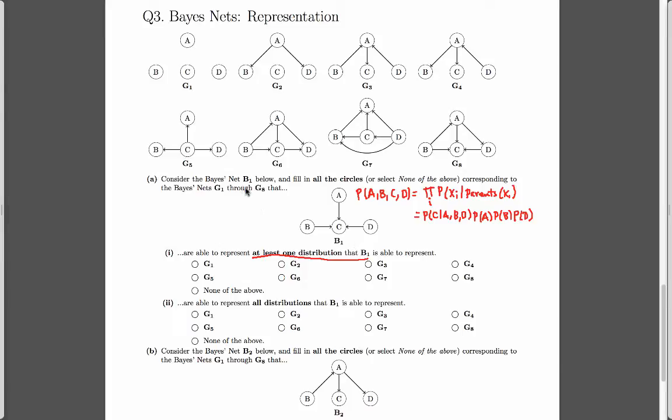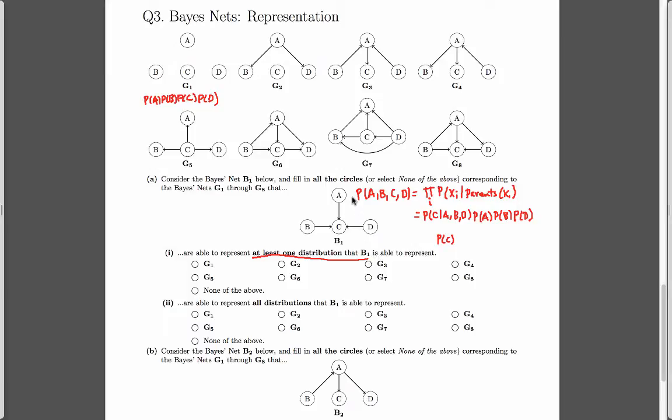So let's first look at G1. In this case, because none of the nodes are connected, the distribution is just P of A times P of B times P of C times P of D. In this case, all of the variables are independent. And if you think about it, B1 can also represent that probability distribution where all the variables are independent, because if you just set P of C given A, B, D equal to the function P of C, then that distribution can be represented by B1.